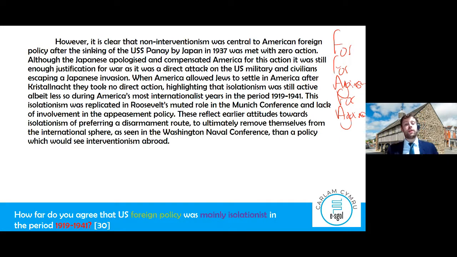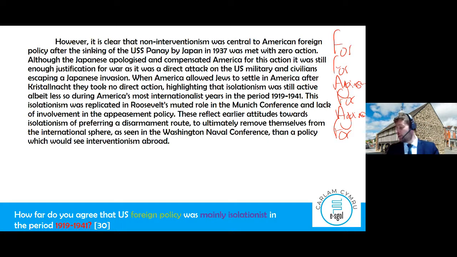This isolationism was replicated in Roosevelt's muted role in the Munich Conference and lack of involvement in the appeasement policy. These reflect earlier attitudes towards isolationism of preferring a disarmament route to ultimately remove themselves from the international sphere, as seen in the Washington Naval Conference, than a policy which would see interventionism abroad. So this then is another "for", another paragraph suggesting that America was mainly isolationist.